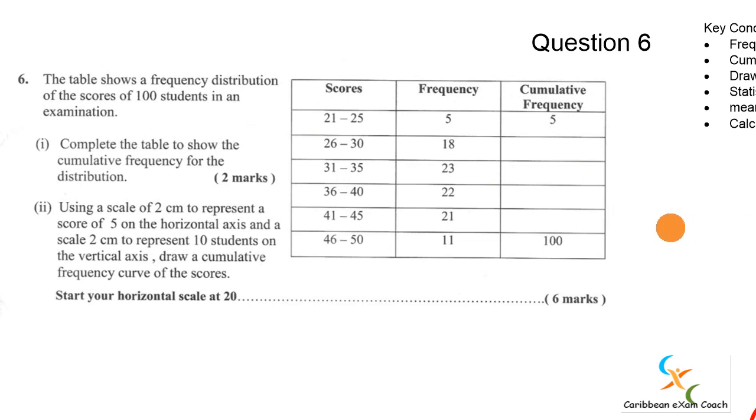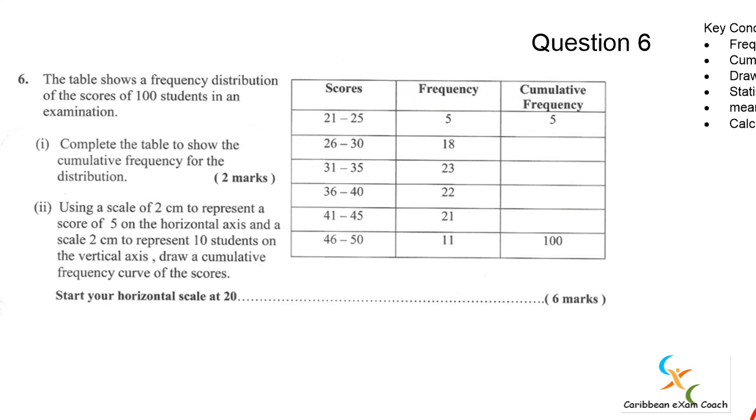Hello, welcome to this video on question 6 that came in the past 2007 CSEC exam. Now, the question says the table shows the frequency distribution of the scores of 100 students in an examination. And it asks you to complete the table to show the cumulative frequency for the distribution.